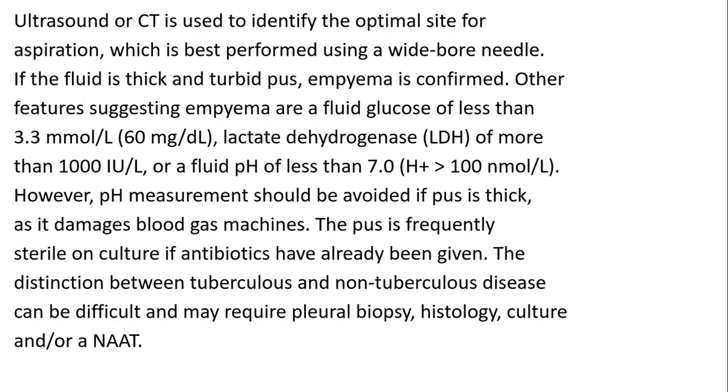Other features suggesting empyema are fluid glucose of less than 3.3, LDH greater than 1000, and pH less than 7. However, pH measurement should be avoided if the pus is thick as it damages the blood gas machine. The pus is frequently sterile on culture if antibiotics have already been given. The distinction between tuberculous and non-tuberculous disease can be difficult, and may require pleural biopsy, histology, culture, or nucleic acid amplification tests.